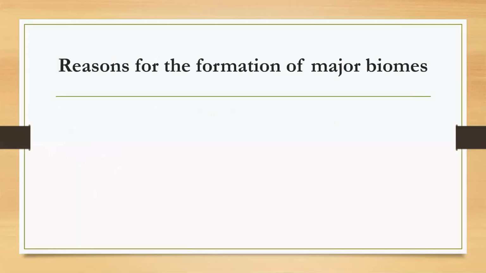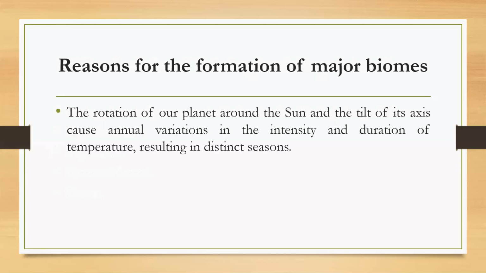Now, what are the reasons for the development of various biomes on the earth? The reasons for the formation of major biomes. The first reason: the rotation of our planet, that is the earth, around the sun, and the tilt of its axis cause annual variations in the intensity and the duration of temperature, resulting in distinct seasons. So this is the first reason. In simple words, the movement of the earth.